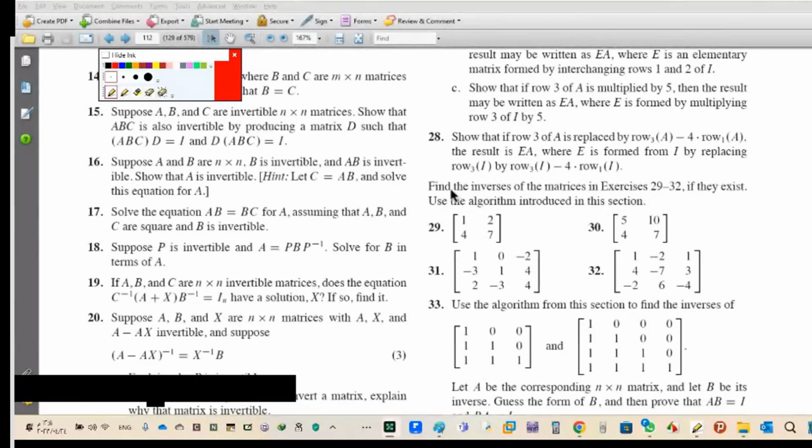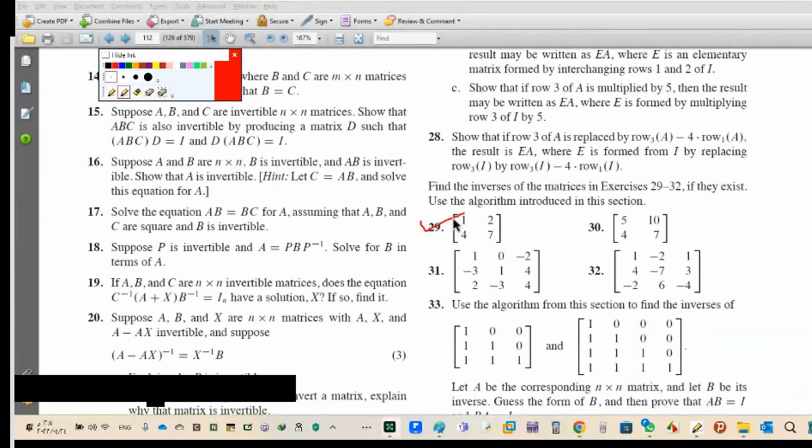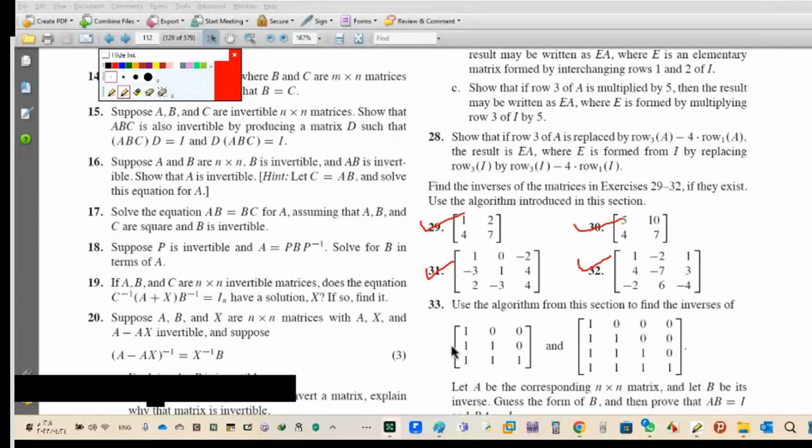Question, for example: find the inverse of the matrix in exercises 29 to 30. Yes, sure, for this one. No, do it by yourself. This one, yes. This one, yes. And this one also, yes.